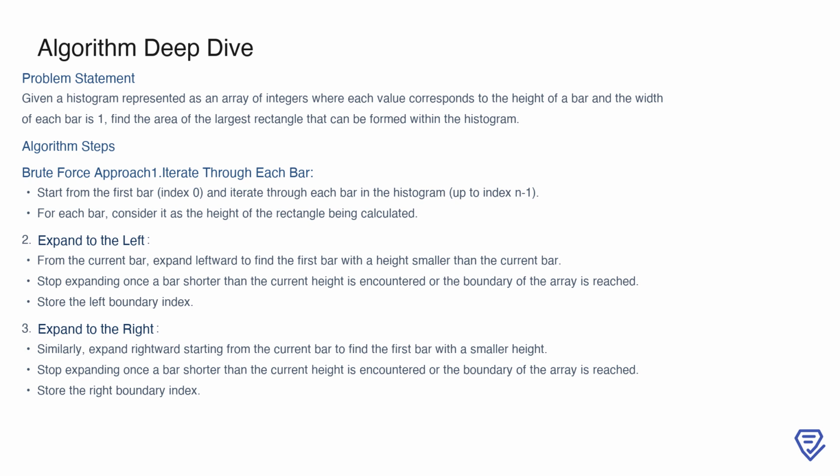First, we iterate through each bar in the histogram, treating the current bar as the potential height of our rectangle. From this bar, we expand outwards in both directions to determine the rectangle's boundaries. To expand to the left, we continue moving leftward until we reach a bar shorter than the current one or the start of the histogram. Similarly, we expand to the right until we encounter a shorter bar or the end of the histogram. These boundaries will help us define the extent of the rectangle centered around the current bar.